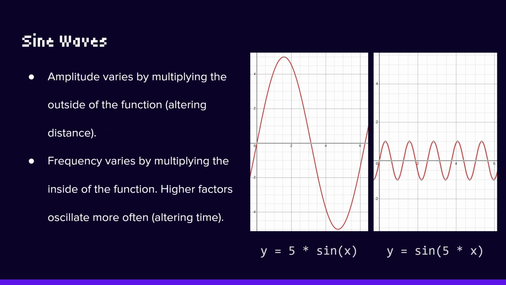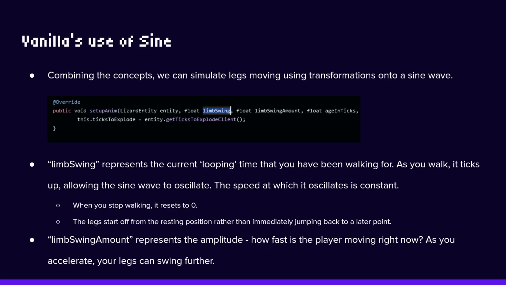So here's an example of what you can do with a sine wave. The amplitude varies depending on the outside factor, so you can see that graph there, where it's getting much taller and then deeper. And then the frequency varies by multiplying the inside, so that makes it oscillate more often, which alters time as a factor, basically. So vanilla uses this to accomplish a simulation of legs moving. So if you transform the sine wave, you get what looks like a leg moving.